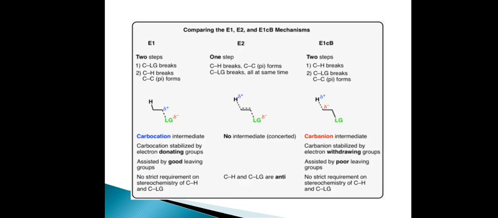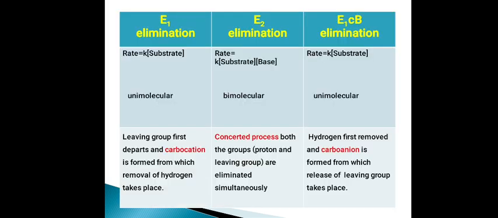This explanation, I think it is very clear. So for E1, rate is equal to rate constant into substrate concentration, whereas the E2 mechanism is bimolecular, so it is based on the concentration of the substrate and the base, whereas E1cb is unimolecular because it is based on the concentration of the carbanion, that is the substrate molecule. So E1 is unimolecular, E2 is bimolecular and E1cb is unimolecular.